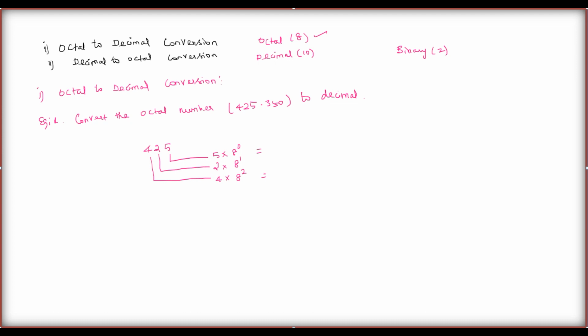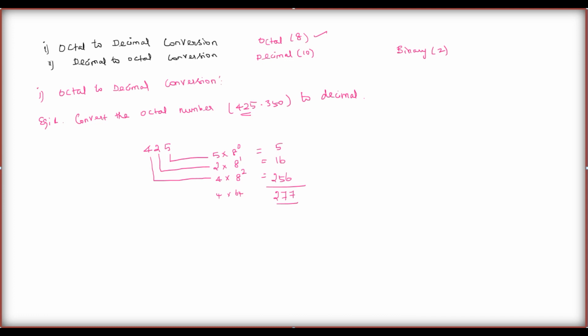So what is that answer exactly? 5 into 8 power 0 is 5, then 8 power 1 is 8, then 8 twos are 16. Here 8 into 8 is 64, into 4 multiplied we get 256. If we add all of this, what is the answer? 5 plus 16 plus 256 we get 277. So in the first case the answer is 277.